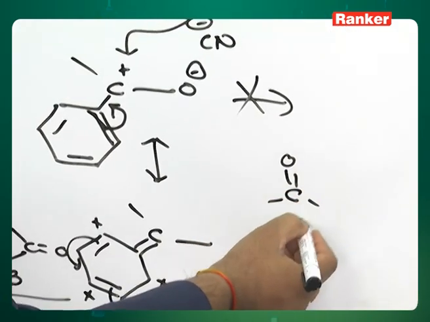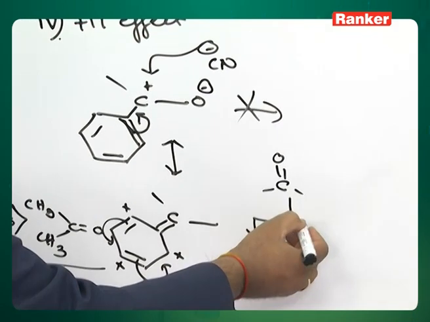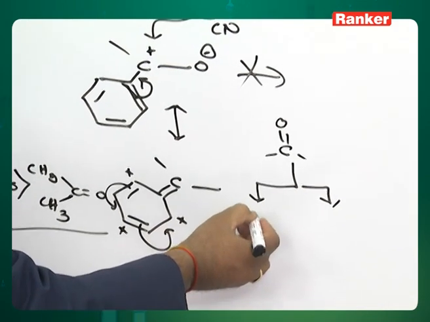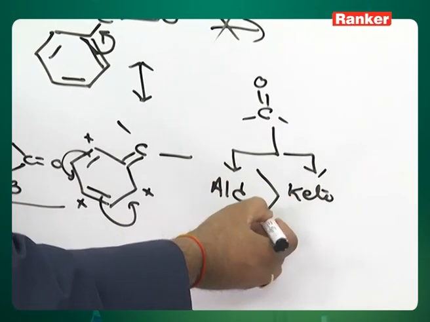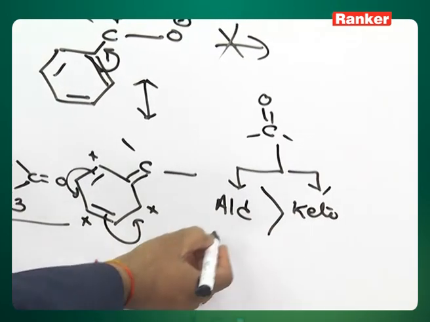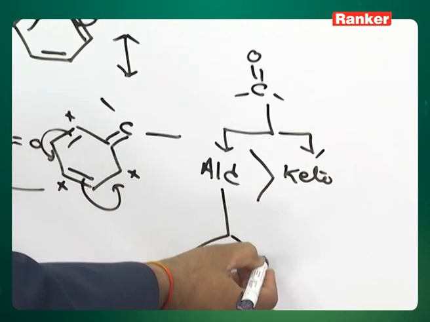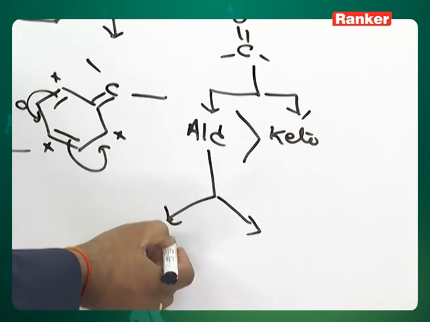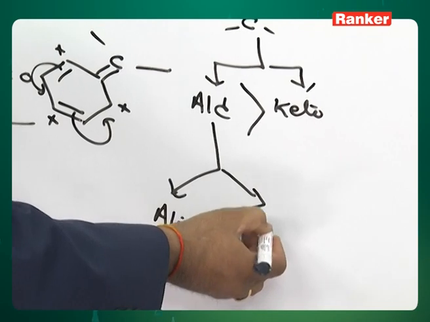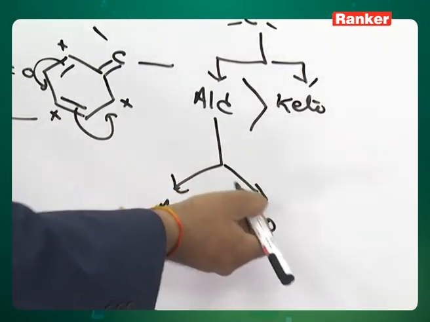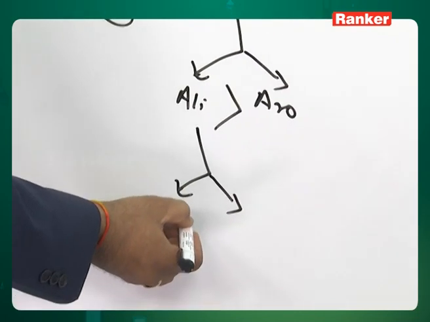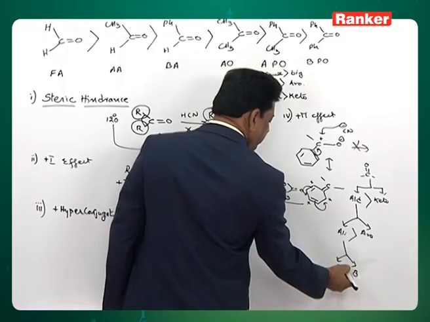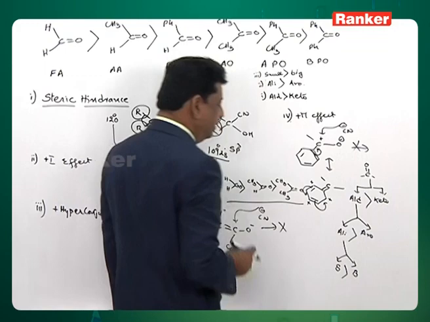All carbonyl compounds may be classified into two types, aldehydes and ketones. So, you can say aldehydes are more reactive than ketones. Aldehydes are further divided into two types, aliphatic and aromatic. Aliphatic are more reactive than aromatic. Aliphatic are divided into two types, smaller and bigger. The smaller are more reactive than bigger.